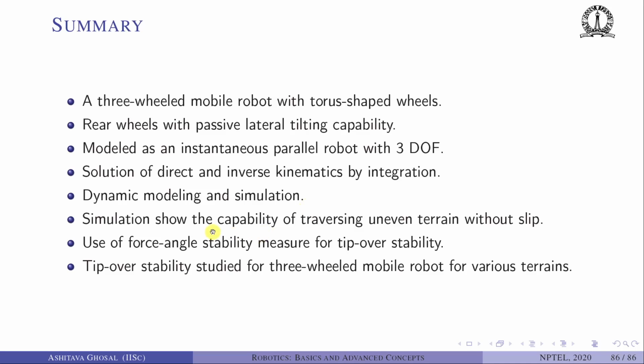I also showed you how we can traverse this uneven terrain without slip by allowing this lateral tilting. Finally, with force angle stability measure, I could show you that it could measure or indicate tip over stability. Okay, it's a measure of tip over stability, and I looked at several trajectories on uneven terrains, on flat terrains, on inclined planes and uneven terrains, and I showed you that we could compute this force angle stability measure, and in one of the examples I showed you that it could do tip over.